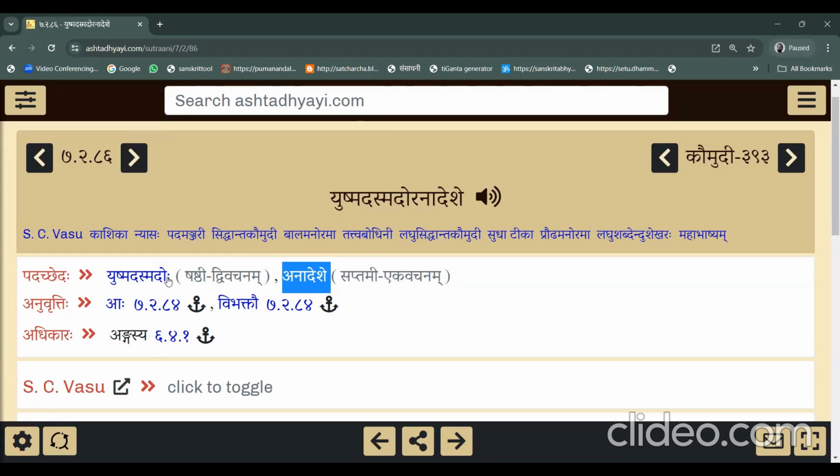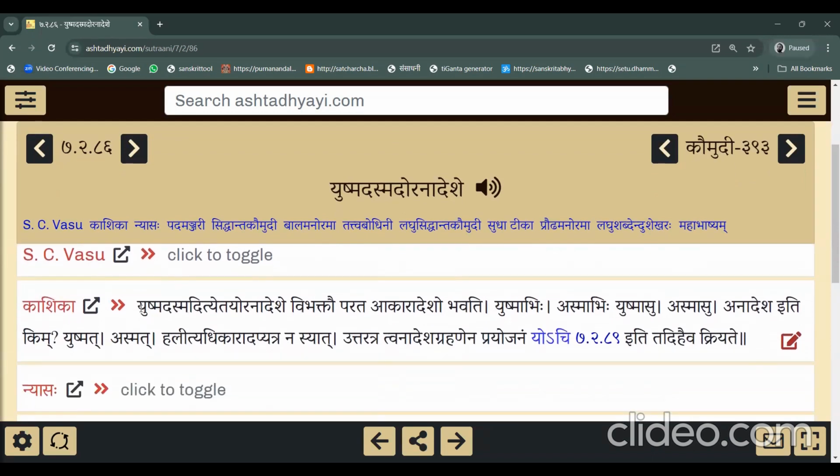Okay, so you see the Kashika. Yushmad Asmad iti etayoho. What vibhakti etayoho? It is Yushmad Asmad iti etayoho anadi, shashti, followed by anadeshe, vibhakto parataha, akara adesha. Okay, this is anadeshe parataha akara. This akara coming as anuvritti for the sutra, ashtana vibhakto. Therefore, akara says, when anadesha vibhakti pratyaya follows Yushmad Asmad, then akara adesha comes in the place of dakara of Yushmad and Asmad by Anantasi Paribhasha.